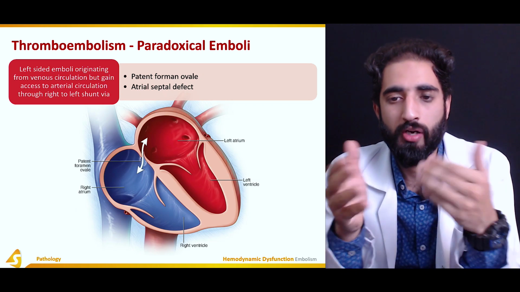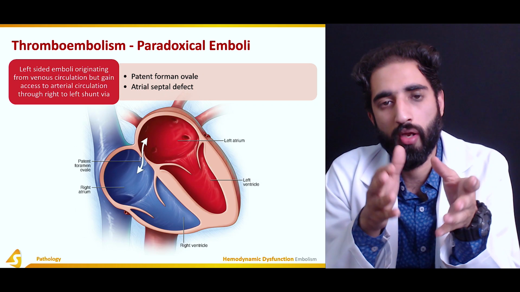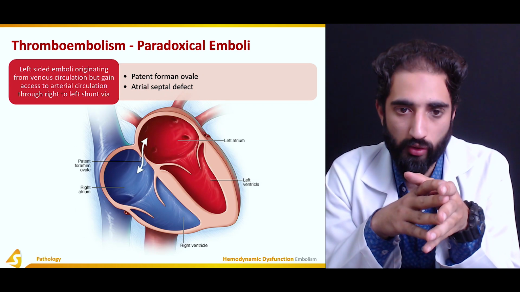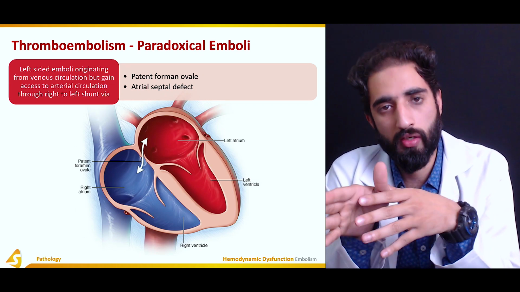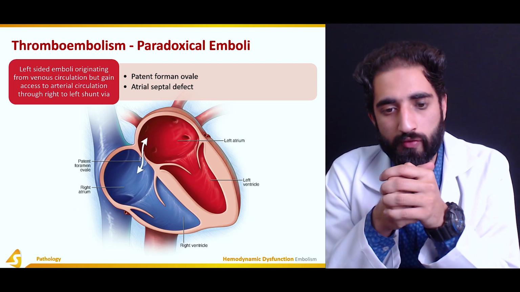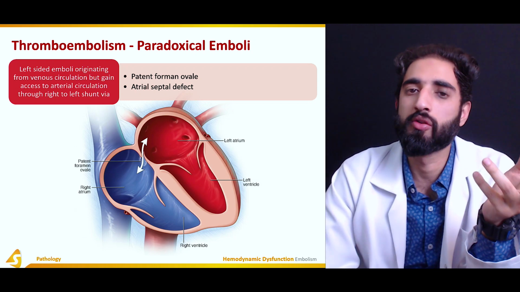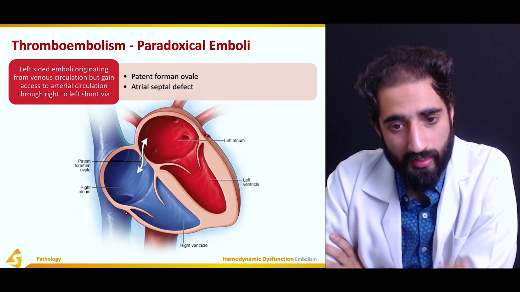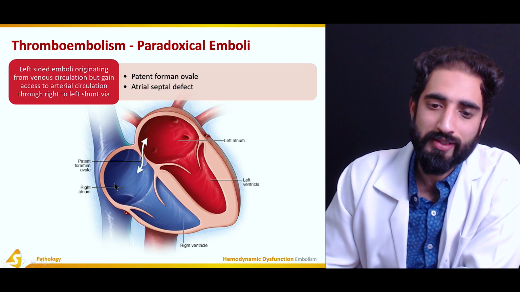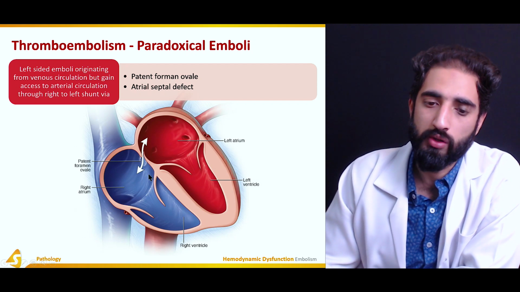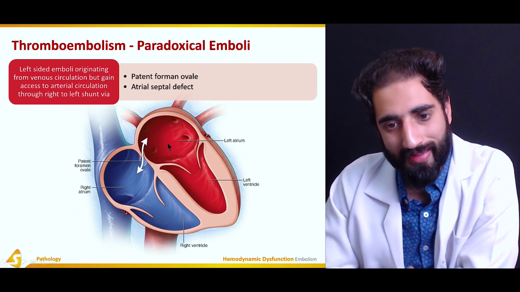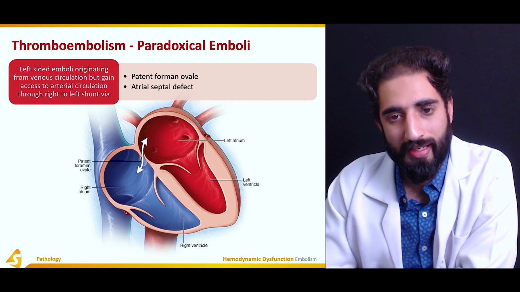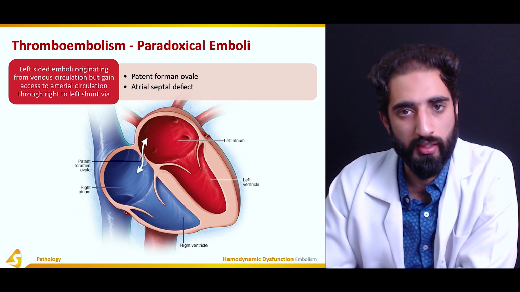So once again, paradoxical emboli. These are left-sided emboli originating from the venous circulation but gaining access to the arterial circulation through a right to left shunt. How does that occur? There are two common conditions, which are the patent foramen ovale and atrial septal defect. In both of these conditions, there is a communication between the right and left side of the heart, and mixing of the blood can occur, and that can result in paradoxical emboli.